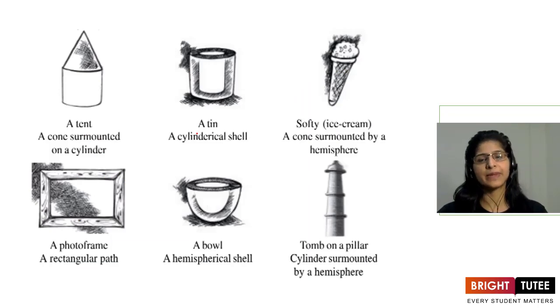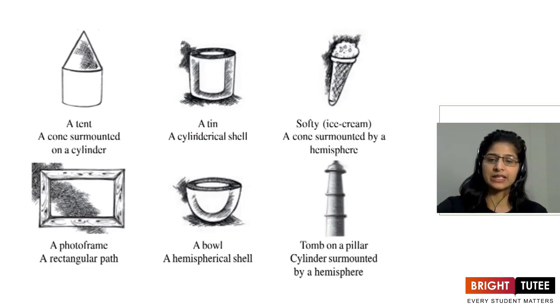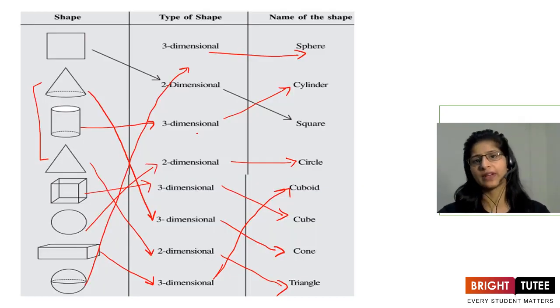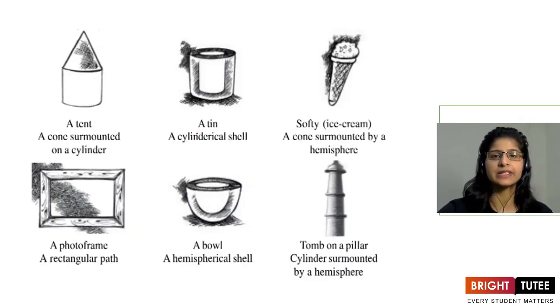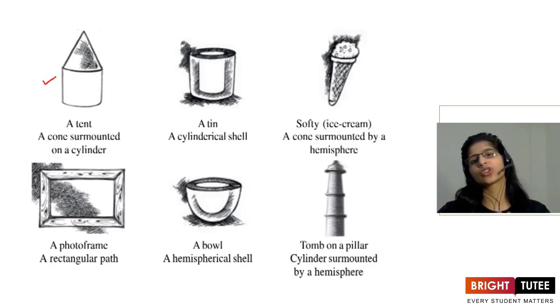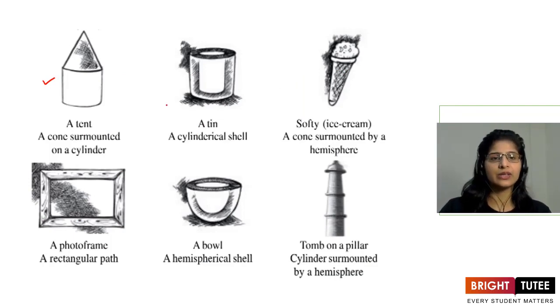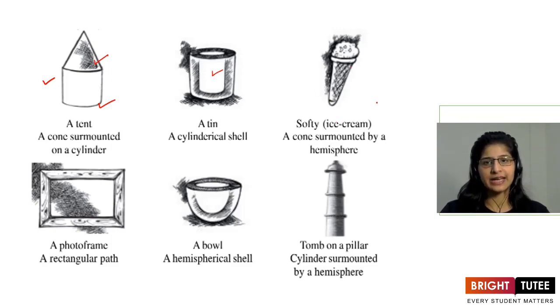In daily or practical life, these figures are not single. What happens is that we see combinations of figures. Here you see a cylinder and a cone. That combination you can see here. Outside there is a metallic surface and inside there is a cylindrical shell. Then softy the ice cream, you all might have seen it and have eaten it.